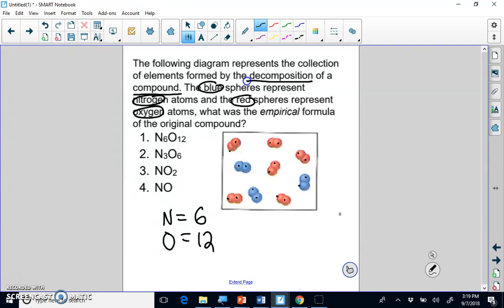So our formula is N6O12, but to get the empirical formula, both of those are divisible by 6, so we get NO2, which makes it choice 3.